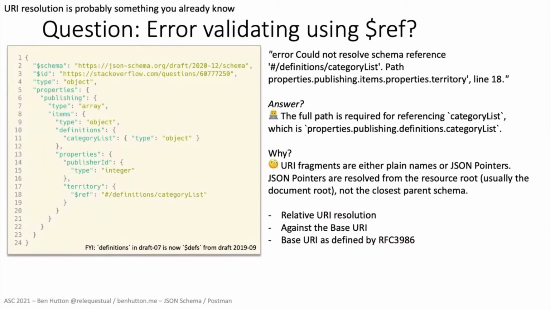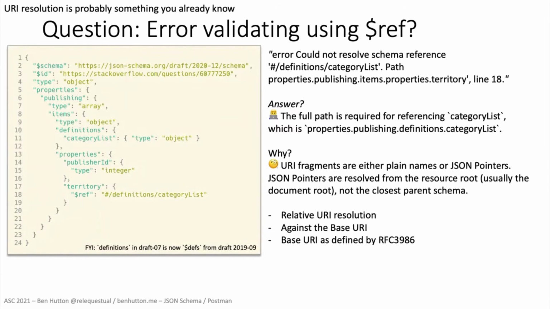Error validating using $ref. Our error points us to line 18, where a reference is defined, and points to a definition of category list. When using a JSON pointer relative URI fragment, the full path from the root of the resource is required for referencing the definition of category list. Remember, relative URI resolution is relative against the base URI, which is defined by RFC 3986. In this instance, the base URI is found in the value of $id in the root of the resource, which is also the document root.